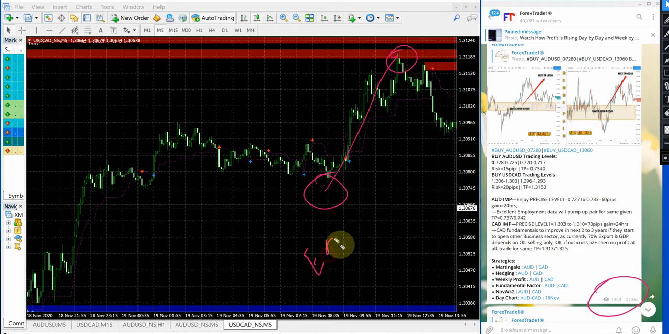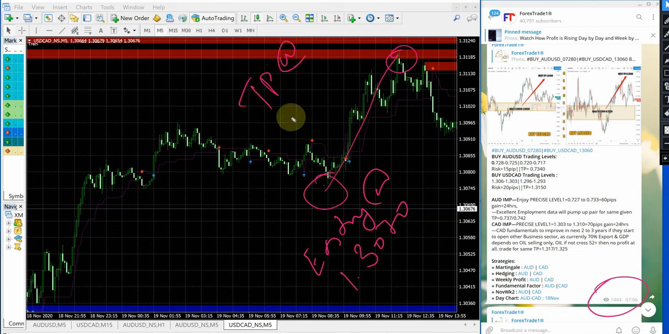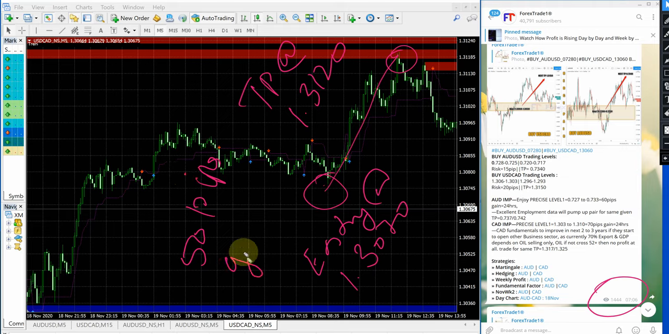So entry at 1.3070 and TP at 1.3120, which gave a profit of 50 pips gain. 50 pips gain on the USD CAD signal, 50 pips.